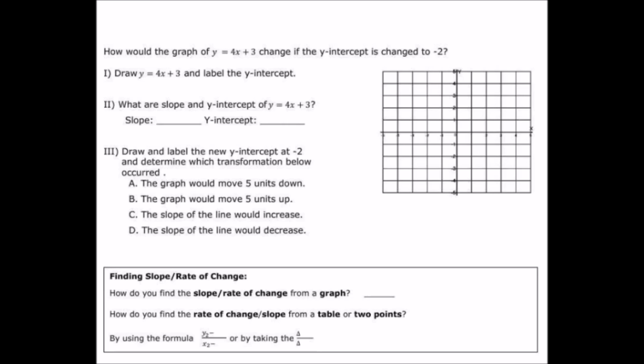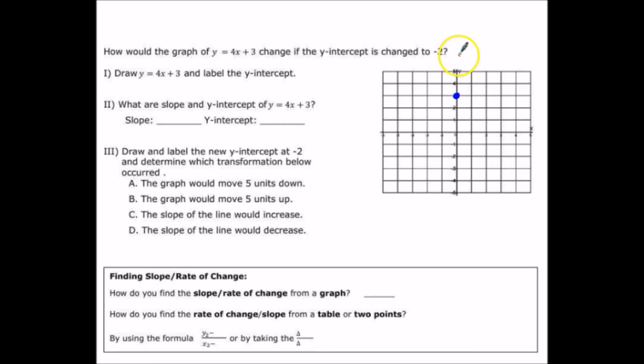How would you graph y equals 4x plus 3 when you change the y-intercept to -2? So let's just follow the directions. It says first off we need to draw y equals 4x plus 3 and label the y-intercept. Well, 4x plus 3, so I'm going to go up to 3, starting point.